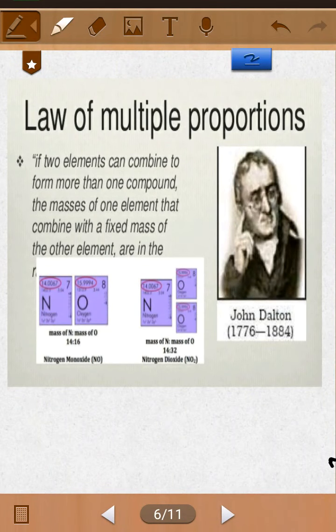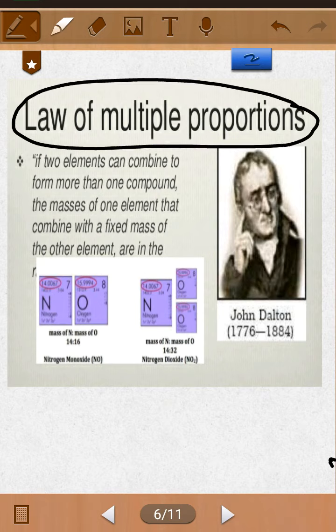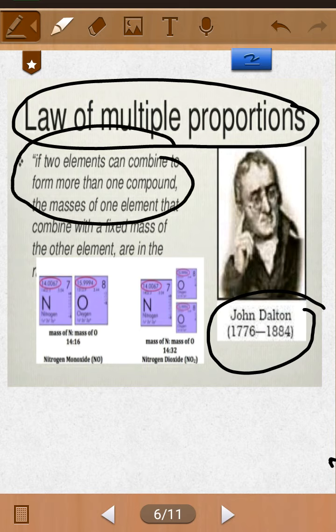The third law is the law of multiple proportion. This law was discovered by John Dalton. It states that when two elements combine with each other to form two or more compounds, the masses of one of the elements which combine with a fixed mass of the other bear a simple whole number ratio to one another.